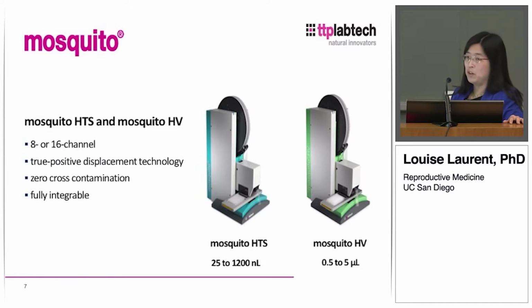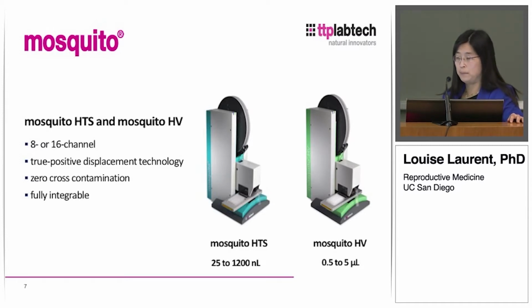So the HTS is shown on the left. It is the smaller volume handler. It handles 25 to 1,200 nanoliters. And the HV handles slightly larger volumes, 0.5 to 5 microliters. And as I go on, it'll become apparent why the two instruments are important. Both of them can be run at 8 or 16 channel settings. They use positive displacement technology to handle the liquids. The tips are disposable, so we can avoid cross-contamination from sample to sample.